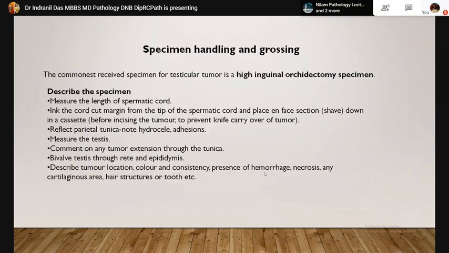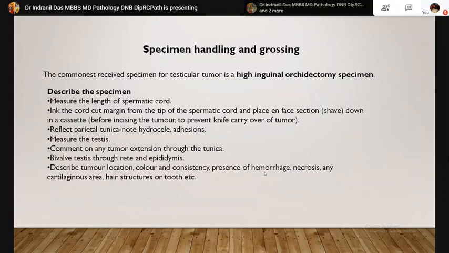Now, specimen handling and grossing. The commonest received specimen for testicular tumor is high inguinal orchidectomy. First, after receiving the specimen, we need to prefix it. Then we have to describe the specimen. First, we have to take the measurement of the length of spermatic cord, then ink the cord cut margin and take a shave margin. Then reflect the parietal tunica. Note if there is any presence of hydrocele or adhesion. Then measure the testis. Then bivalve it through testis and epididymis. Check for presence of a tumor.